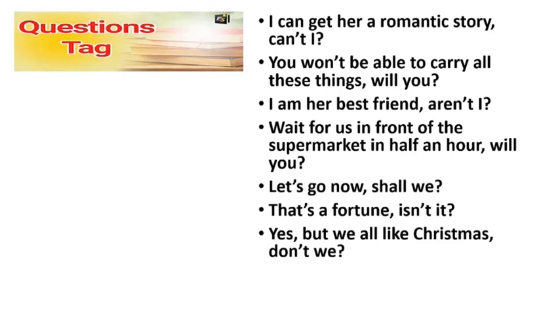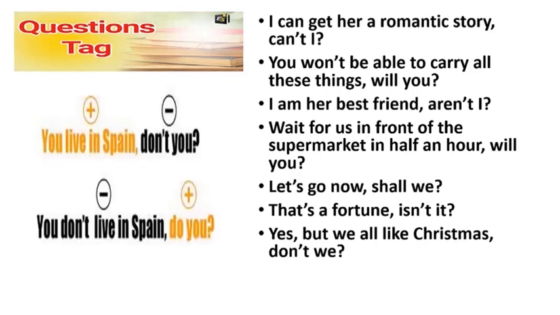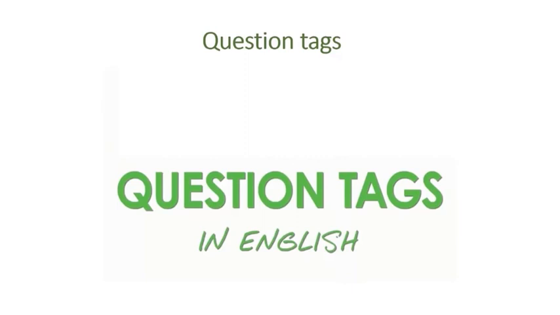But what are question tags? As you can see in this illustration, it's a question where you ask for agreement or confirmation. If your statement is positive, as in this example, you live in Spain, the tag is negative, don't you? If your statement is negative, you don't live in Spain, your question tag is positive, do you? So, we always use the inversion of the subject, which has to be in the form of a pronoun, and the auxiliary or the modal verb. Now, let's hear a short video on how we form question tags.